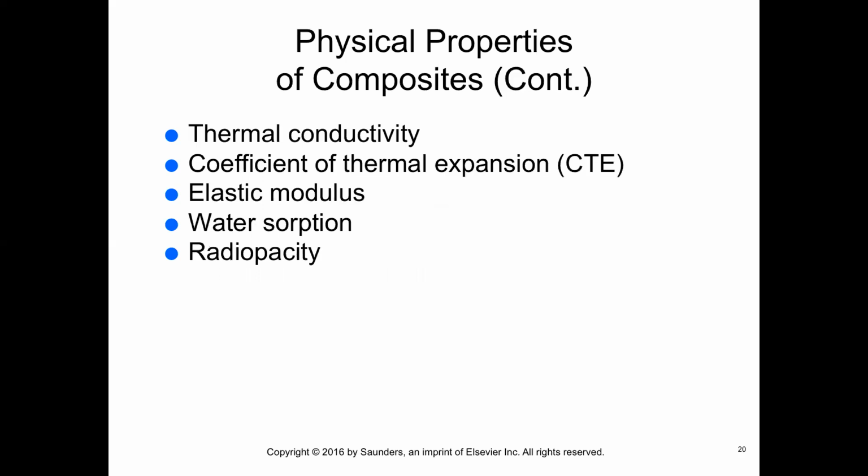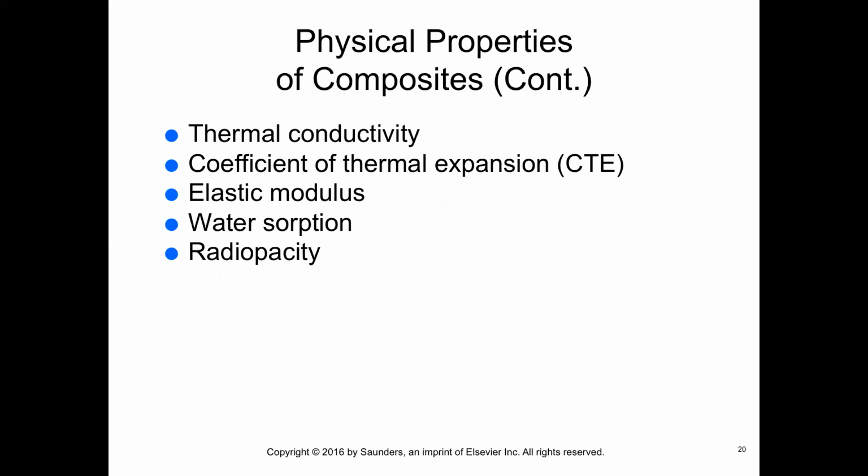Thermal conductivity. A composite resin has a thermal conductivity close to that of the natural tooth structure. The CTE in the case of composite is greater, and therefore it will undergo a greater change in dimension than the adjacent tooth structures will. This can result in debonding and leakage of the restoration.